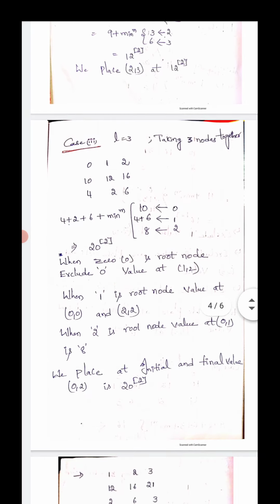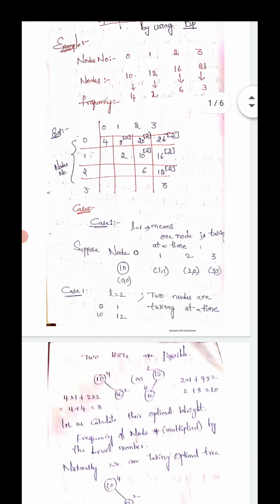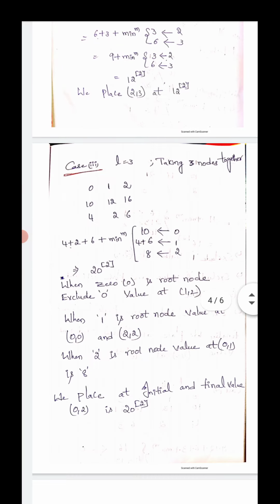And coming to the root node 2, listen carefully, when 2 is the root node value, we can exclude the 2 value and look only at the 0 comma 1 position. When 2 is the root node, the value at 0 comma 1 position is 8. Look at this 0 comma 1 position, how much? 8 with subscript 0. Okay, we have to write down 8 there.